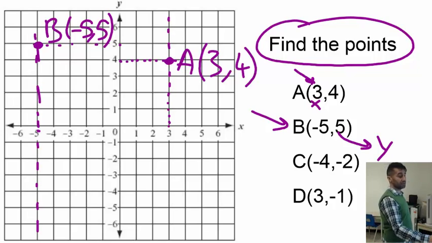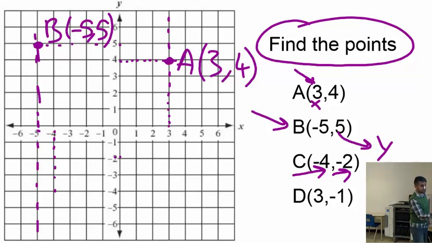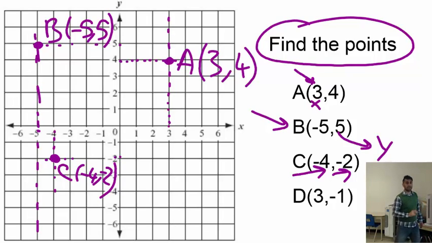And now let's look at C. C is at, remember, x is first, -4 and -2. -4 is here, and -2 is there, and they meet right here. This is -4, and this is -2 for the y. So let's name it. It's C, and it's at -4, -2.